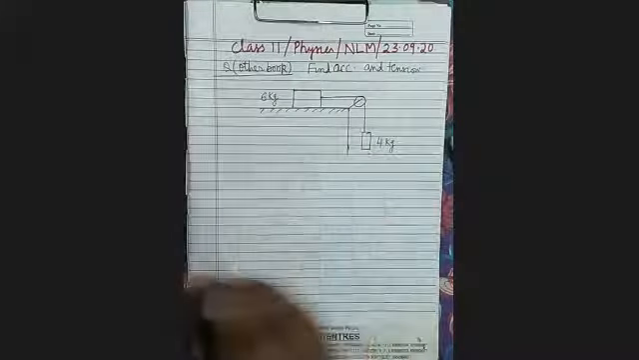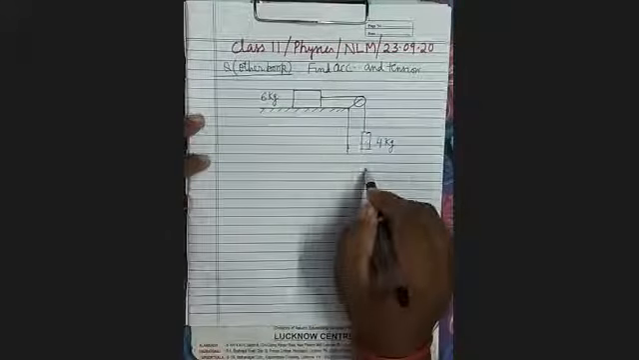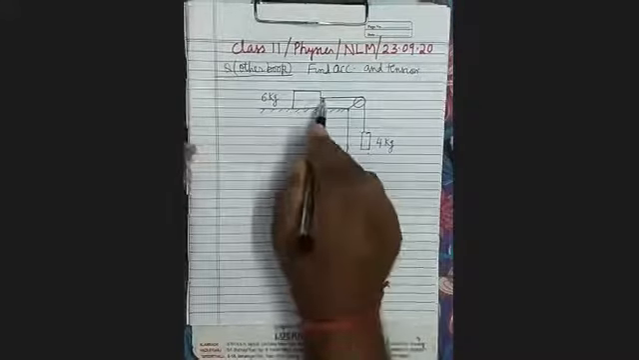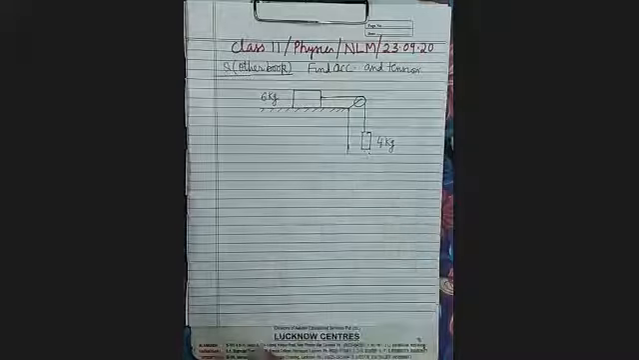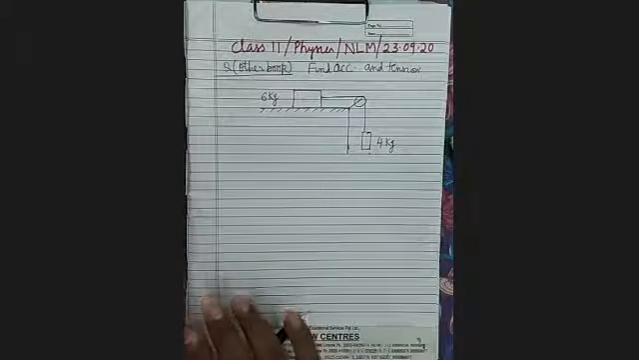But suppose if this is moving 2 meters and this is moving 1 meter, then what will happen? Its acceleration, its velocity will be half of this. But here both are moving the same distances in a given time.